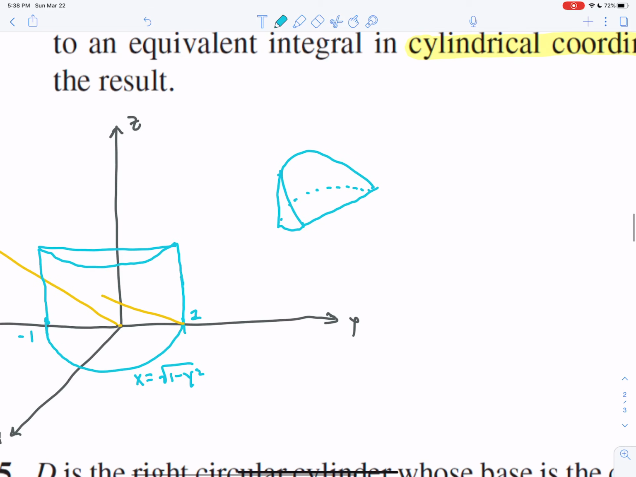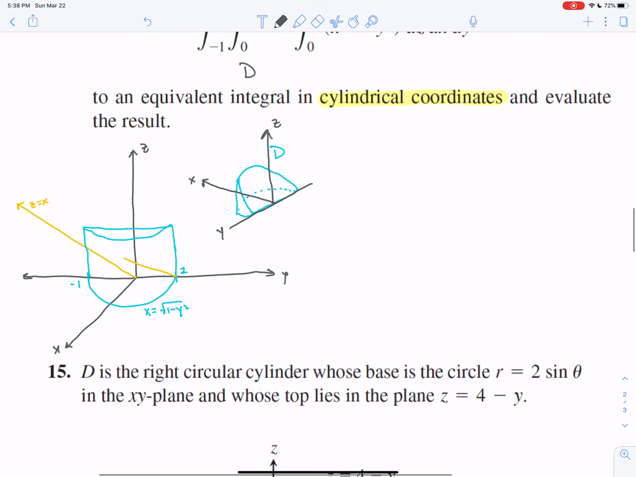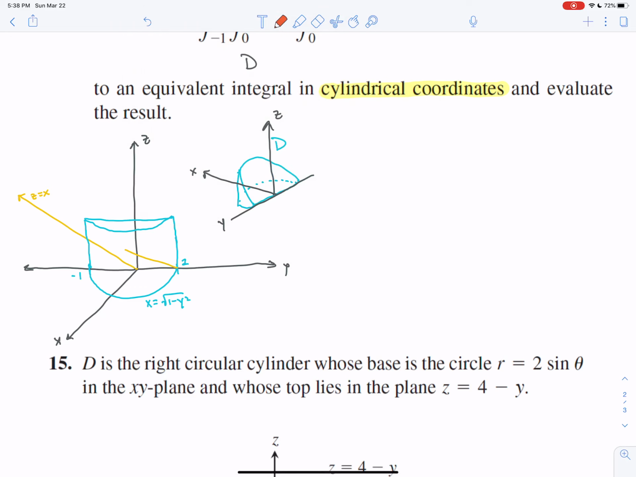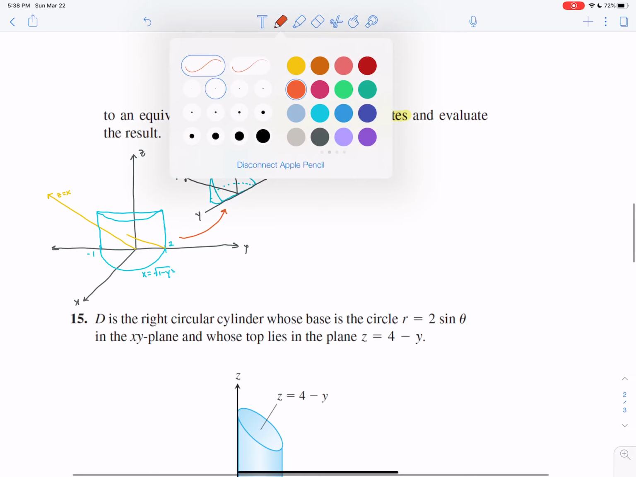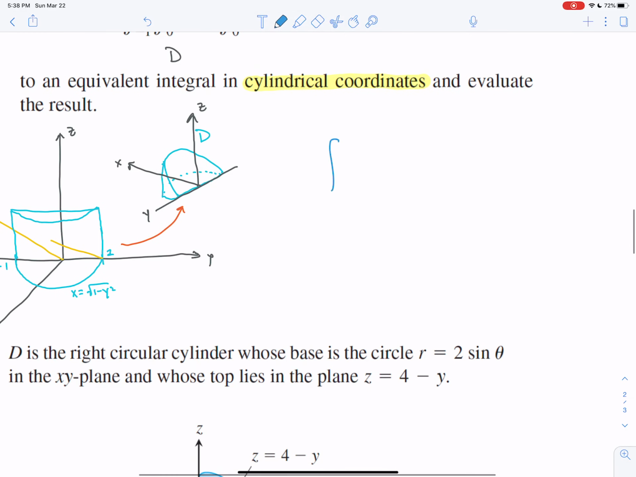So this is D. That is the volume you're integrating. And you can imagine it's just turned around to face, so that this is the y-axis. This is the x-axis. And this is the z-axis. So I just drew it from a different perspective, so it's a little easier to see. Okay, so that's all that this is. So that's our volume that we're integrating. Now let's convert that into cylindrical coordinates. So we'll set up another integral.